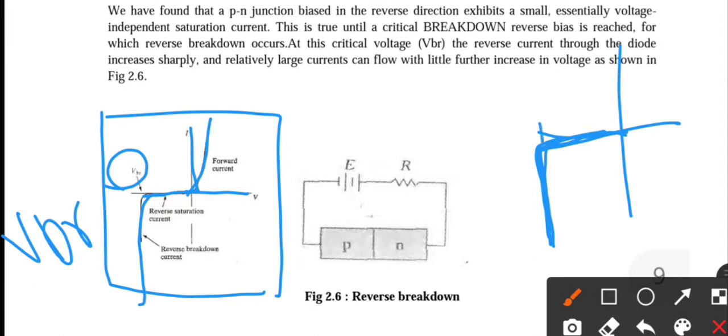This particular voltage at which there is a sudden rise in current is known as the breakdown voltage or reverse breakdown voltage. So at this critical voltage VBR, the reverse current through the diode increases sharply. A relatively large current can flow with little further increase in voltage. With only a slight increase in reverse bias voltage, this sharp increase in current will happen.